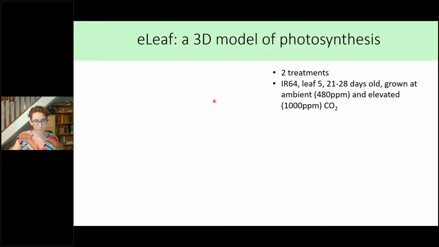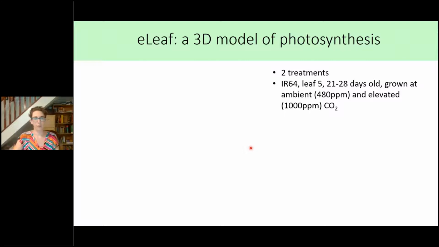So I've described all of these measurements we've done and this structure that we've created on the computer for our photosynthesis model to work within. We've actually done 2 lots of those measurements because we've got 2 treatments. So in IR64, leaf 5, 21 days old, as I said, we've grown those at ambient CO2 and elevated CO2. So we're particularly interested in high CO2 for the future, as I've said. We've got all of those measurements and then we've compared the 2.